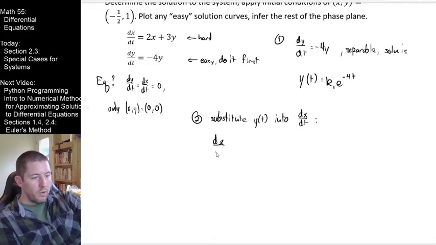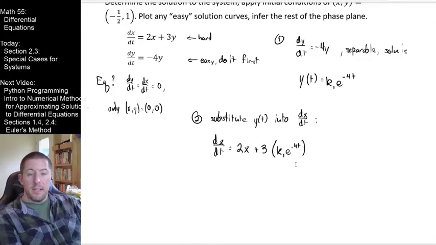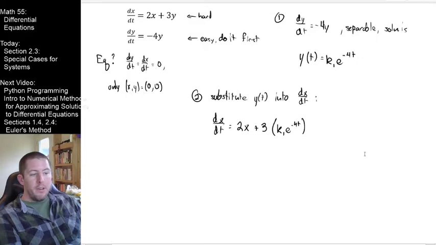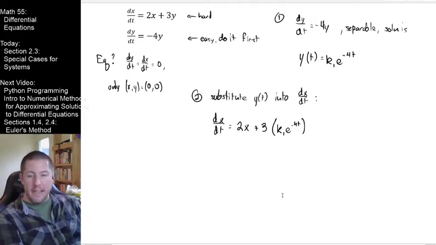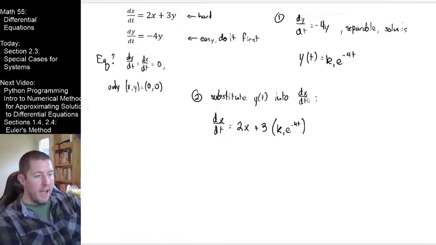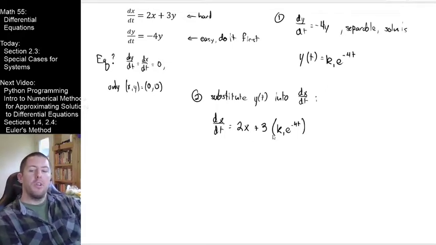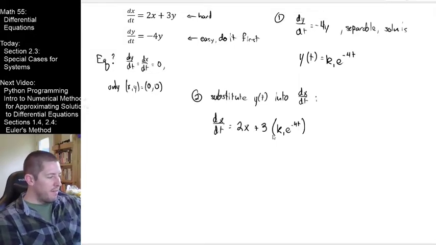So it looks like what we're really getting here is dx dt is 2x plus 3 times k1 e to the negative 4t. Now, the good news is that this only depends on x and t. The bad news is it looks like we actually have some t stuff in here, so we're going to have to do some math to figure this out. How would you classify this differential equation? What name have we given to differential equations that look like this?